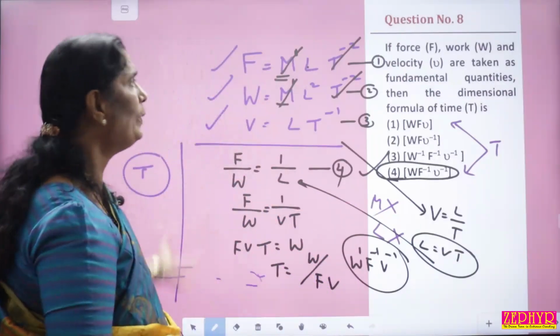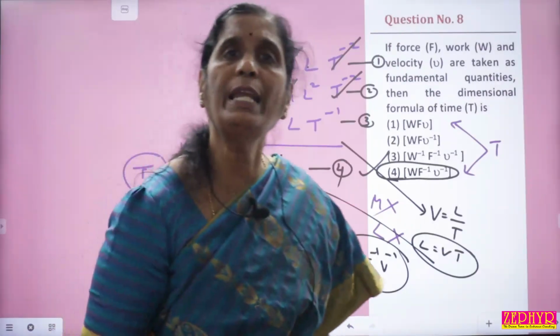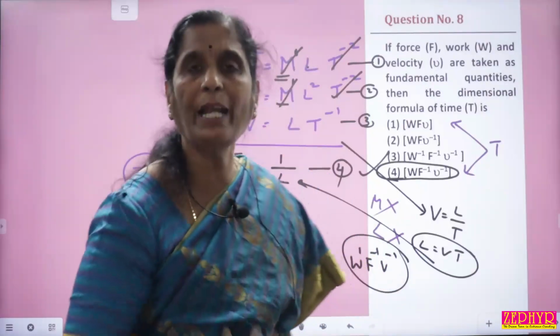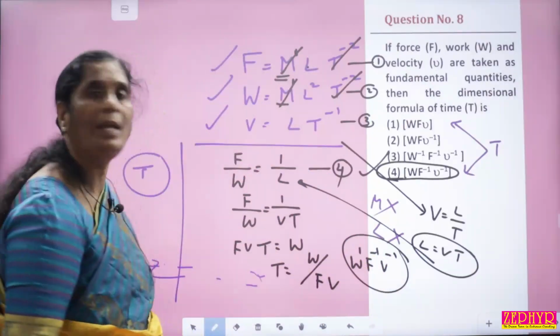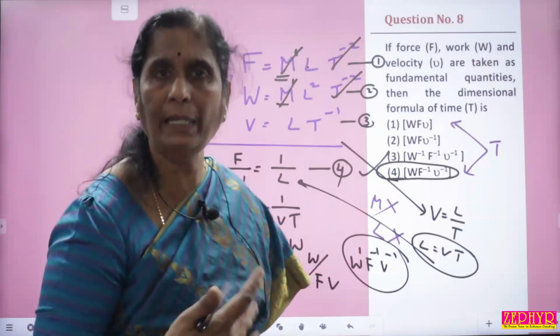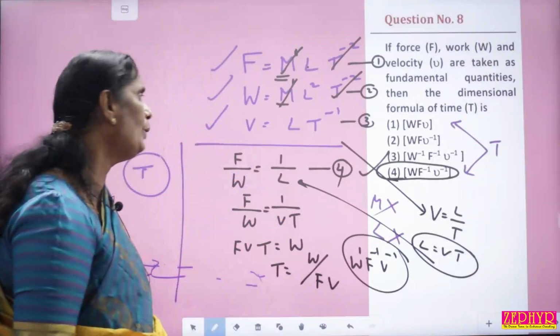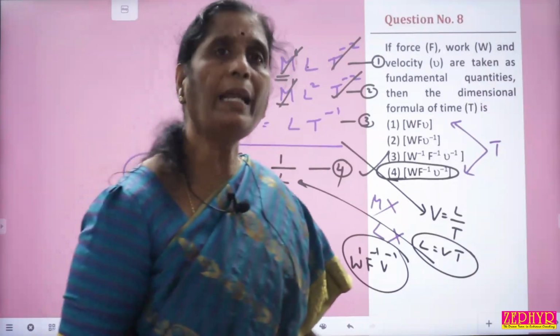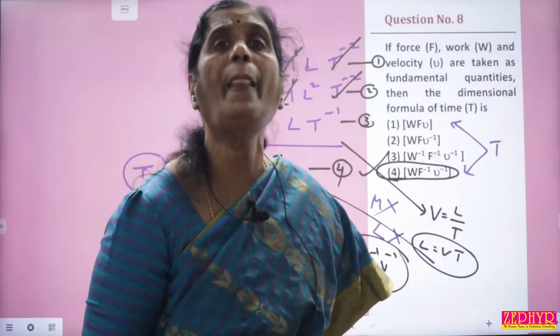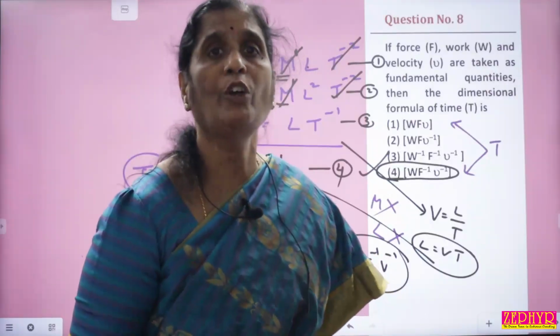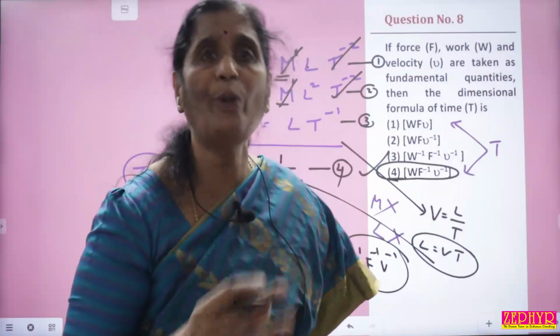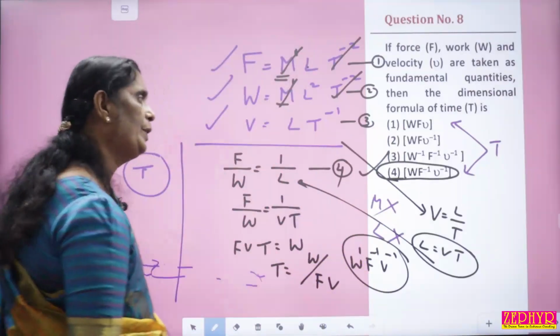Okay, some people will do it with another method. For that you have to solve the equations for x, y, z, so it will take more time and this is better. Eliminate m, eliminate l, that's all. Then automatically you will get the rest. So what we did is, here T is derived, F, W, V are fundamentals. So we wrote T in terms of F, W, V. Remember it like that. Okay, good.